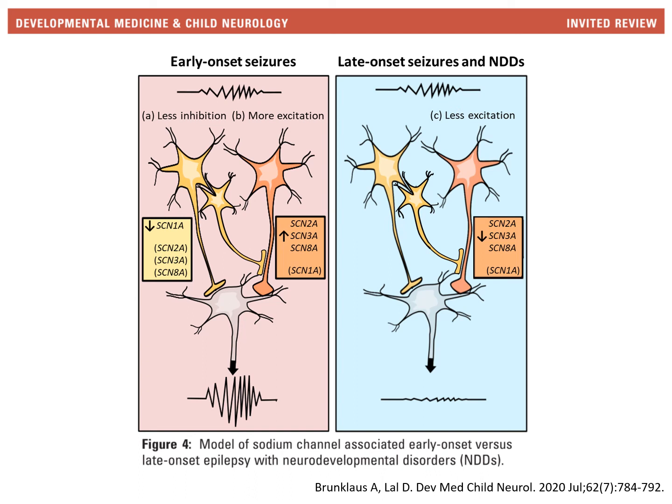In contrast, SCN2, 3, and 8A are predominantly expressed in excitatory neurons, with SCN2A and SCN3A starting prenatally, followed by SCN8A neonatally. Gain-of-function missense variants or duplications result in more excitation, leading to neonatal and early onset epilepsy syndromes that are responsive to sodium channel blockers.